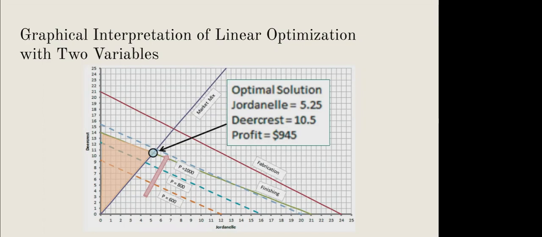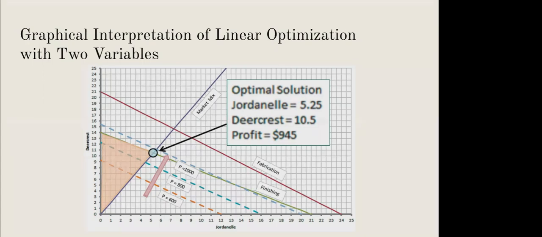The corner point of the maximums of the marketing mix constraint and the finishing constraint. The value for Jordanelle is 5.25 units, and the value for Deercrest is 10.5 units. When we plug this into our profit function, we see that our maximum possible profit is $945.